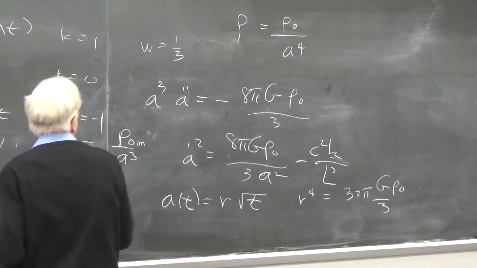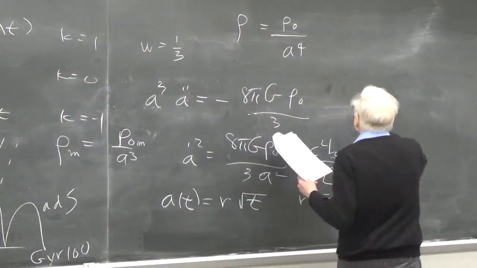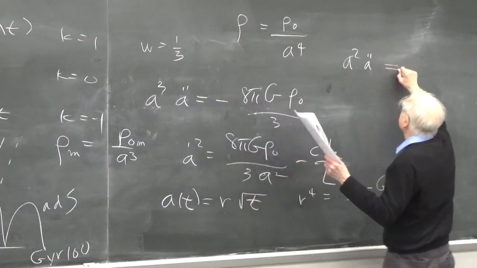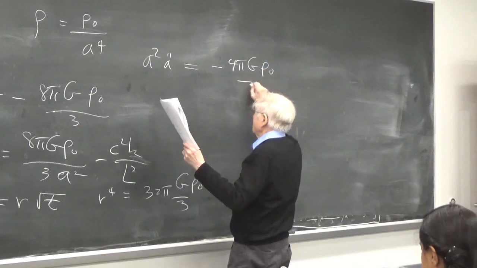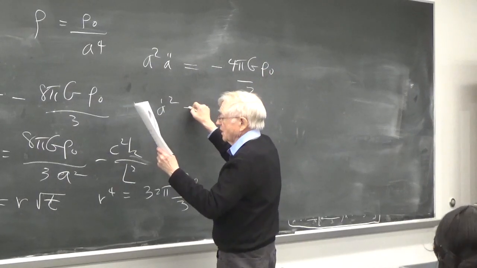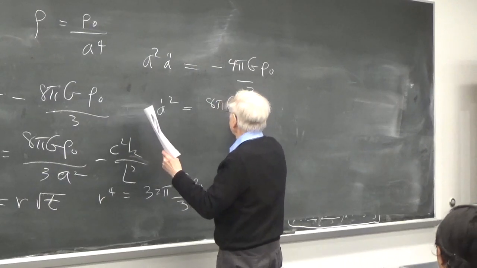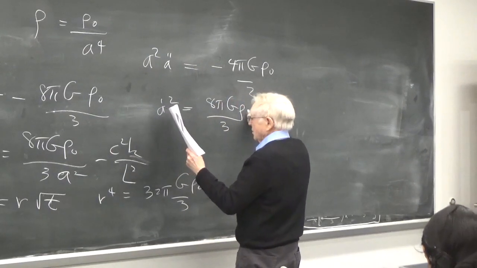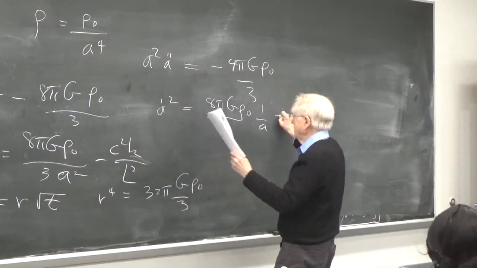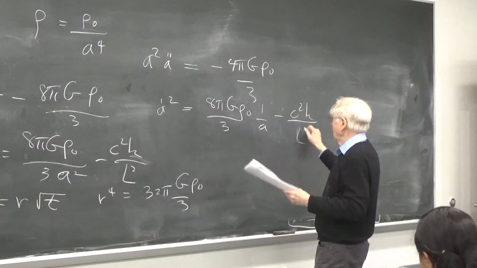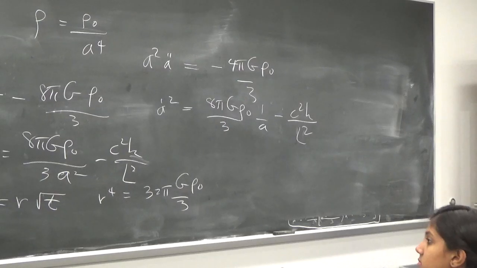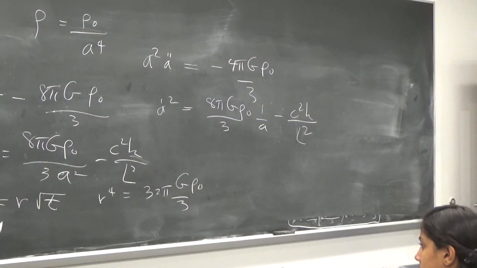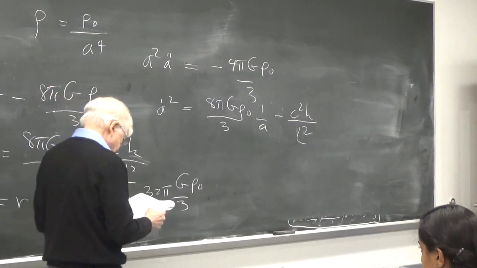The universe of matter, on the other hand, has these equations. A squared A double dot is equal to minus 4 pi big G rho 0 over 3. A dot squared equals 8 pi G over 3 rho 0, 1 over a minus c squared k over l squared. As I said, you can blow away the last two. So the first order solution, let me write that down.